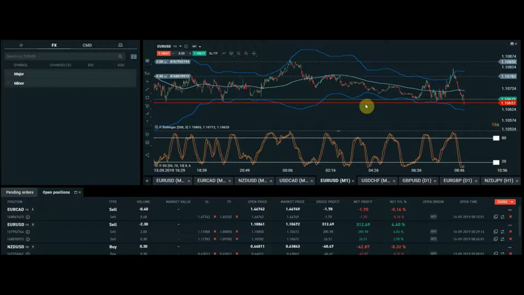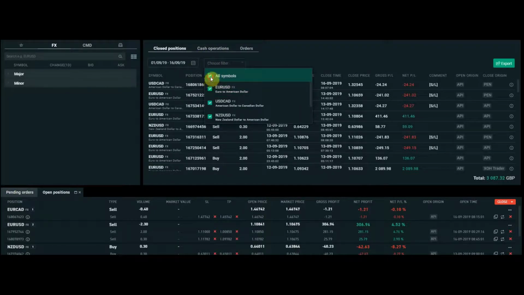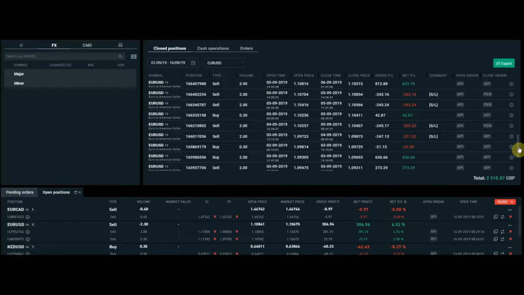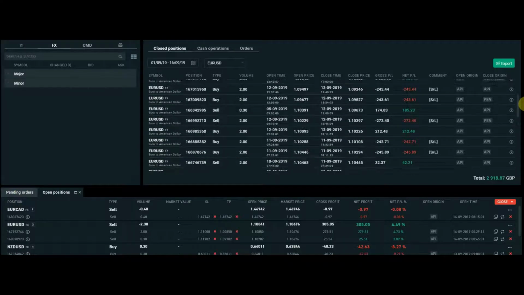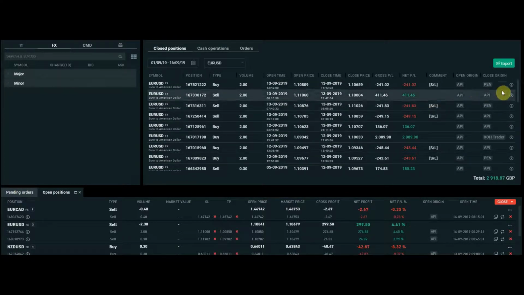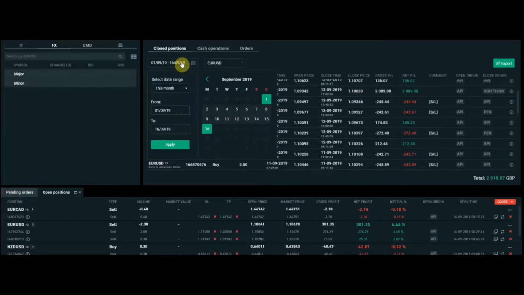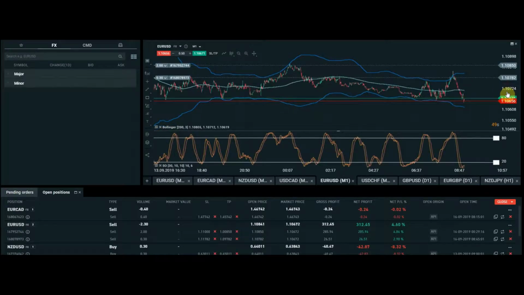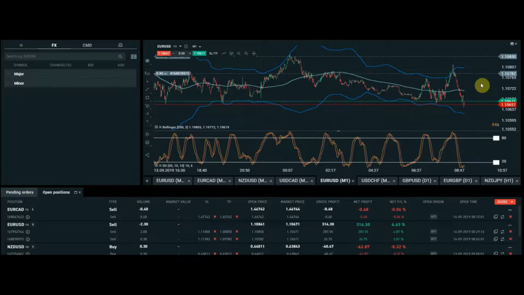Just so you know the history of this so far, I'll just click the history. The history so far on the euro dollar trade since the beginning of the month is very good. Look, we've had a lot of green, a little bit of red, I won't lie, but it's mainly green, which is a good thing. So that's really all I wanted to say for now. This looks like it's going to hit target over the next few minutes or so.